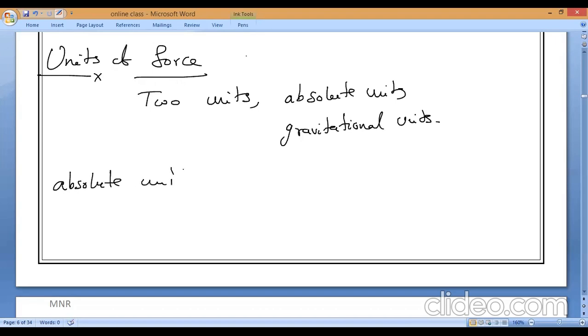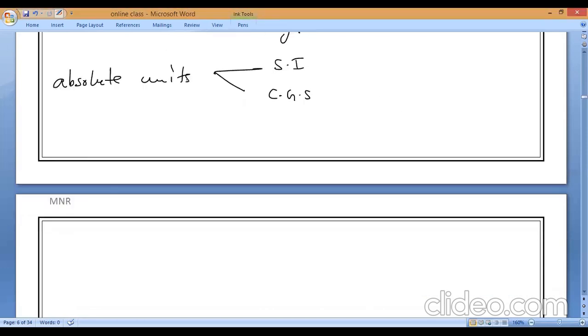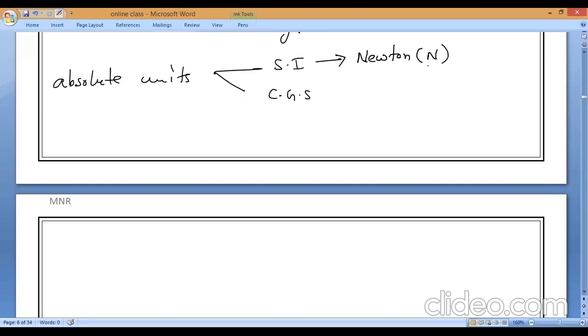Absolute units can again be of two types. One is the SI unit and the other is the CGS unit. Now, the absolute unit of force in the SI system, what is that called, guys? It is called the Newton.